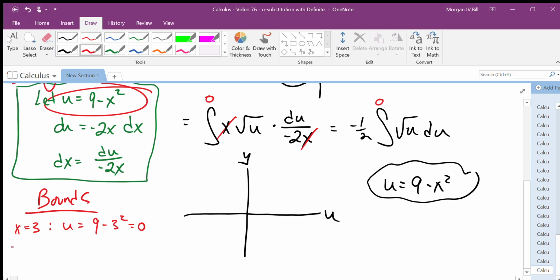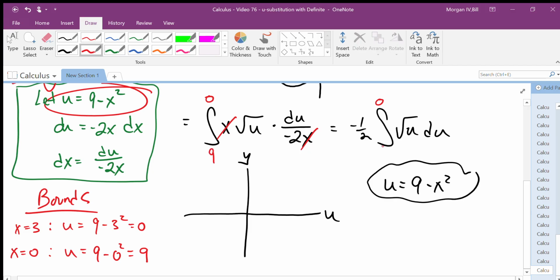For my lower bound, which started out x equals 0, in the u bounds, in the u world, if you will, we get u equals 9 minus, again we let x equal 0 this time, 9 minus 0 squared, which is 9. So my lower bound of x equals 0 now becomes a lower bound of u equals 9.